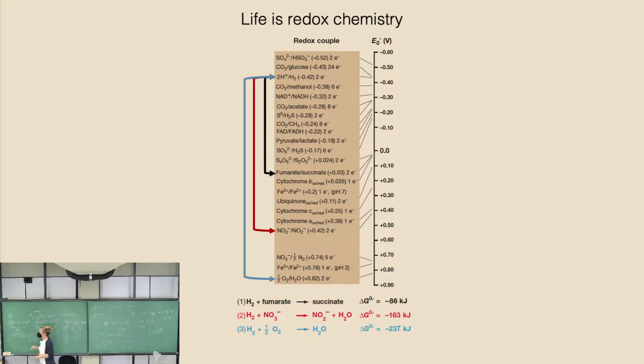So the bigger the jump, the bigger the energy that you can get from the reaction, and as a consequence, in principle for a cell, the bigger the energy that can be stored and used for functions.